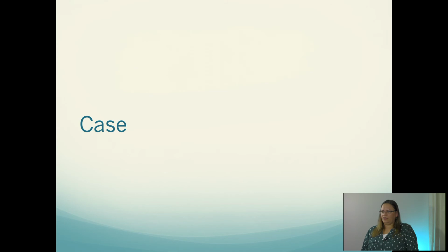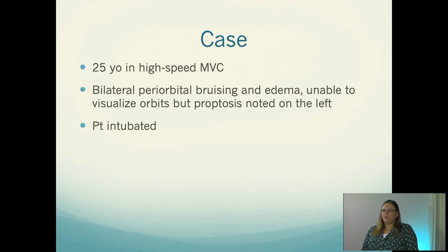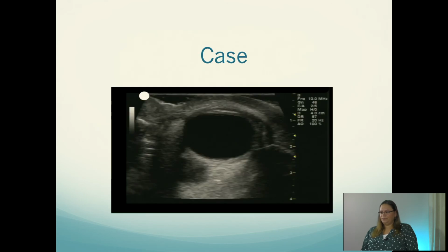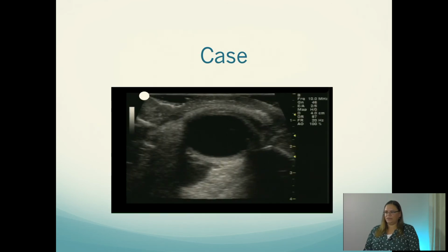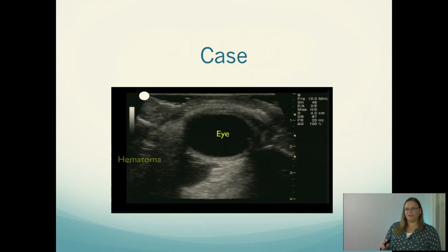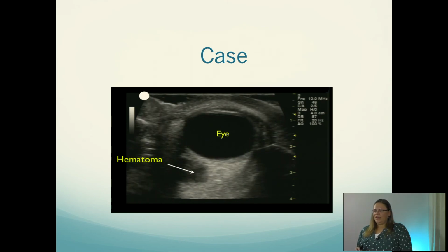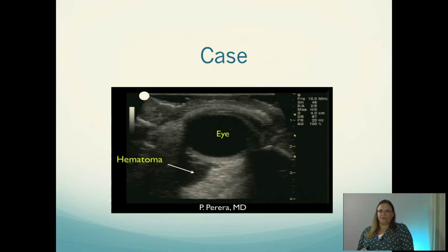All right, moving on. So again, we have a 25-year-old in a high-speed MVC with bilateral periorbital bruising and edema. You still can't visualize the orbits, and again, the patient is intubated. All right, and here's our ultrasound. So similar story, but I'm giving you a little bit of different pathology here. And this is an example of a retrobulbar hematoma.